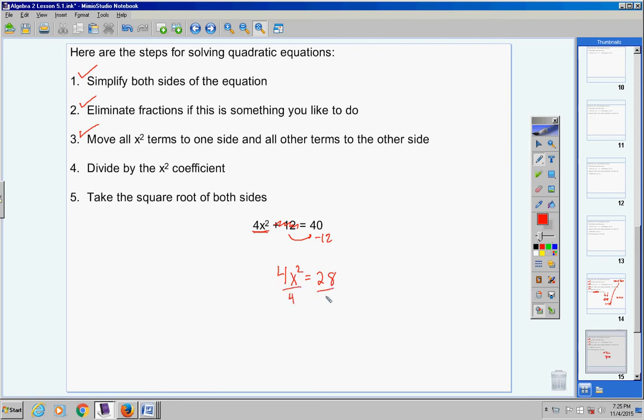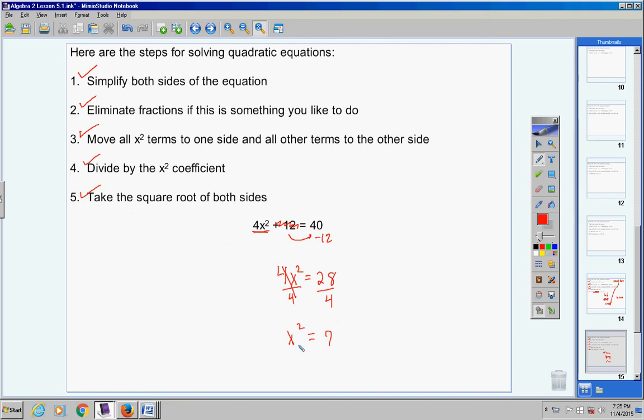It's kind of a coincidence. We're going to get the exact same answer for this equation that we did for this one also. But that's okay, no big deal. So divide both sides by 4. These will cancel, leaving you with x squared equals 7. 28 divided by 4. Last step, take the square root of both sides.